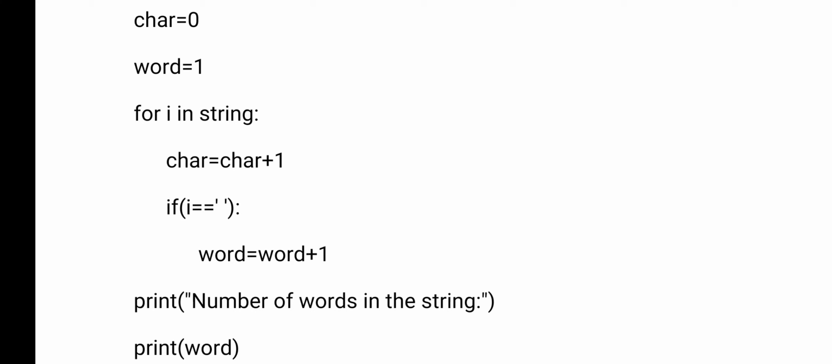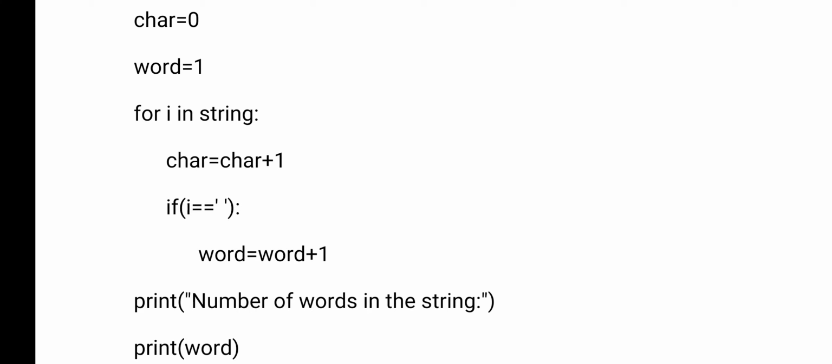In the string we are searching. For each i in the string, char equals char plus 1. Basically the character count was 0. Now if characters are there, then they are added, one by one. So char equals char plus 1.